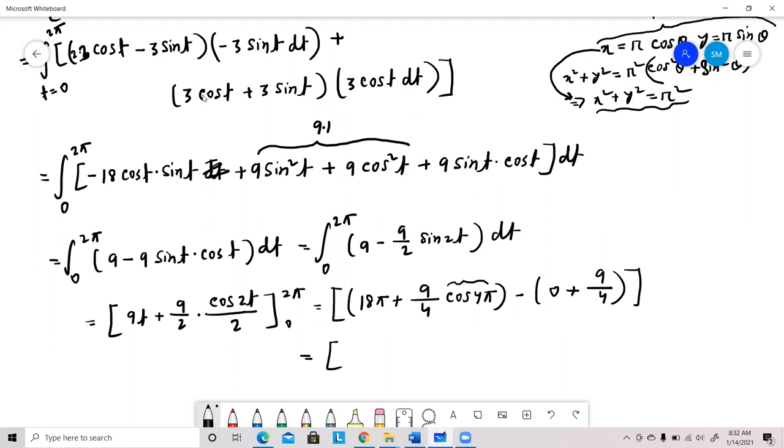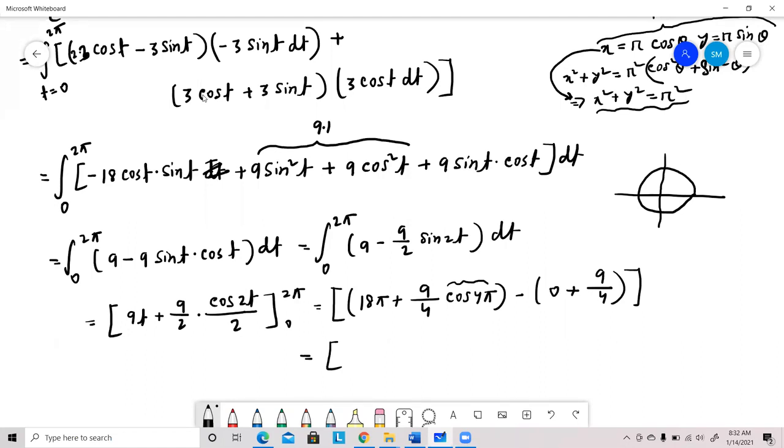What is the value of cos 4 pi? 1. Because if we start from 0 to twice pi, then again it will move twice pi, that means the same position 0, and cos 0 is 1. So cos 4 pi is 1.